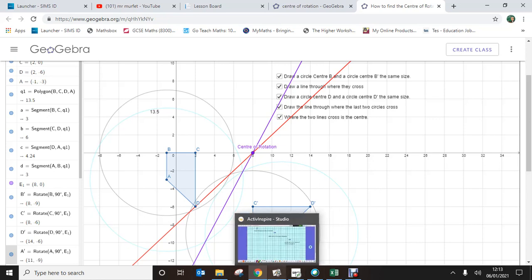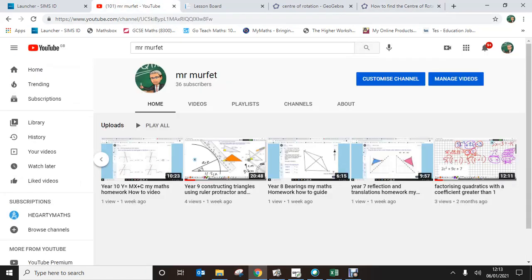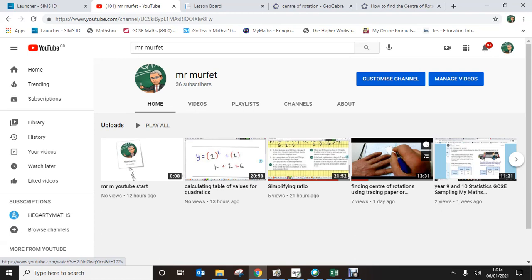Check out my video on using tracing paper to find the center of rotation. I've also done a worked example using a ruler, if you haven't got a set of compasses, to still be able to get a 90-degree perpendicular line. Thank you.